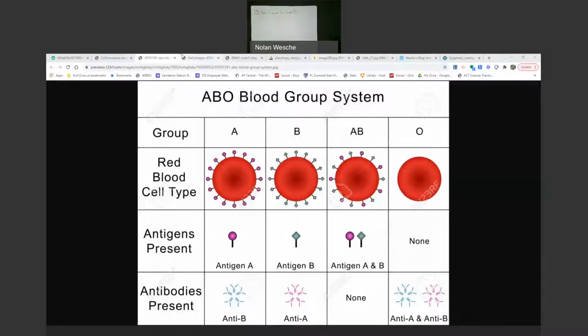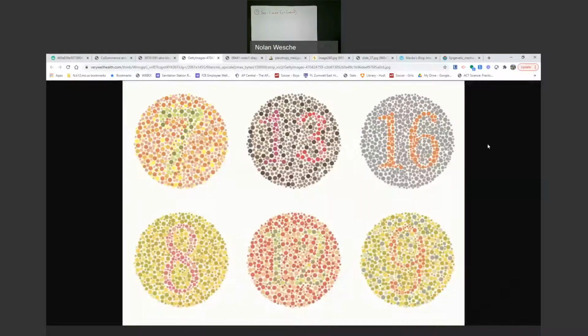So for instance, here's your typical red-green color blindness test, and they'll use this just to determine if someone has red-green color blindness, where they can't see the difference between red and green, or to really make that difference out. And that is a mutated allele that's carried on the X chromosome. So about 8% of males will have red-green color blindness compared to 0.4% of females. So it's much more prevalent in males than females.